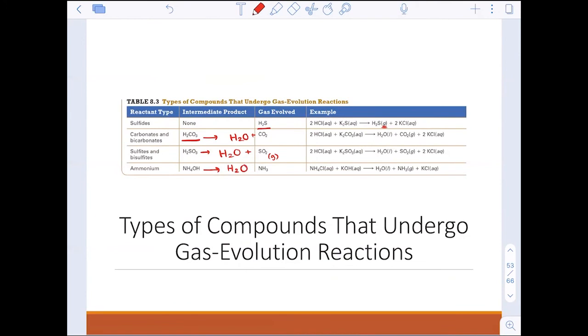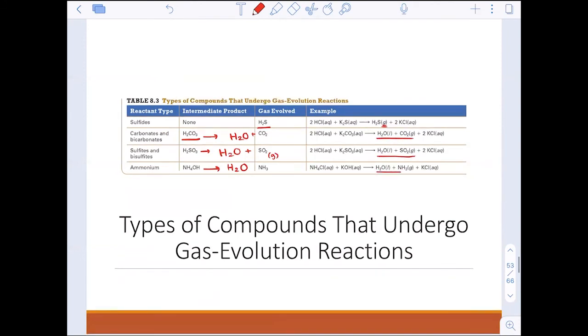So these reactions and these products over here, you would want to be able to write on a given assignment, not the intermediate product written on the left.